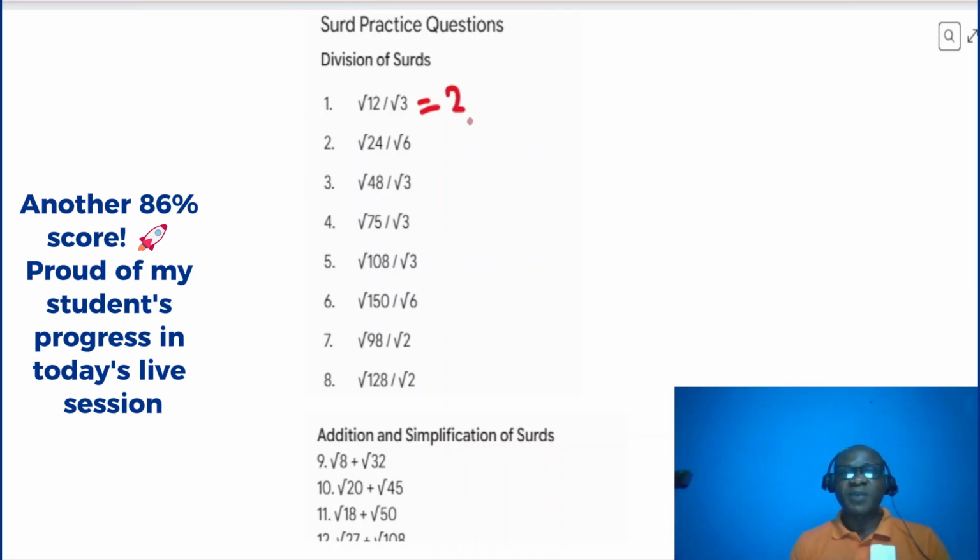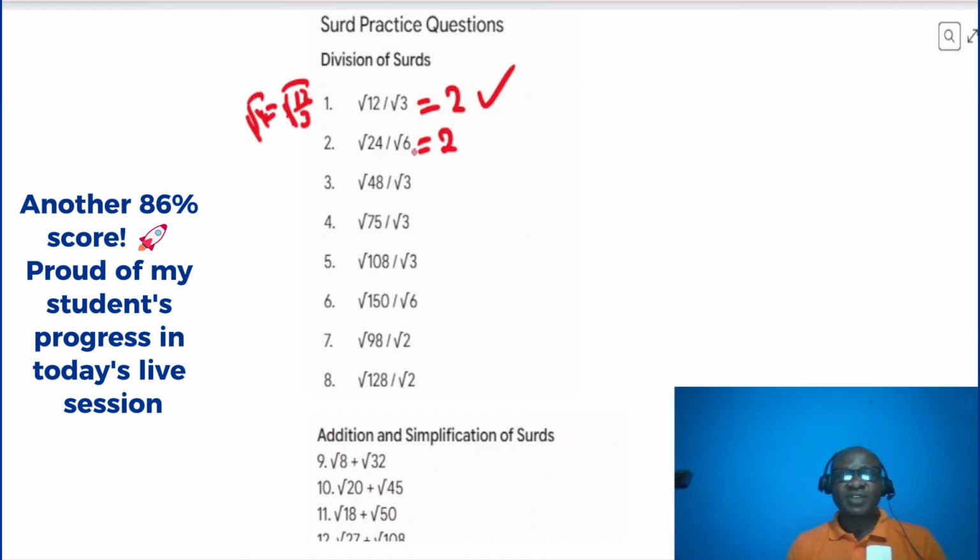Square root of 12 divided by root of 3. That is the same as square root of 12 over 3, which will give us square root of 4. So 2 is correct. Give me your answer to number 2. I still got 2. Okay, 2.